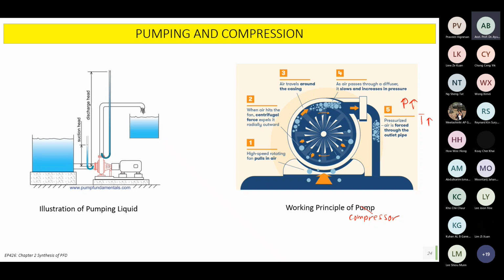Okay, like your water heater, you use a pump. If no pump, what will happen? No water, or slow. The flow is very slow, right? So that's why we use the pump to push the flow rate. Okay, so when we push, then the pressure changes.